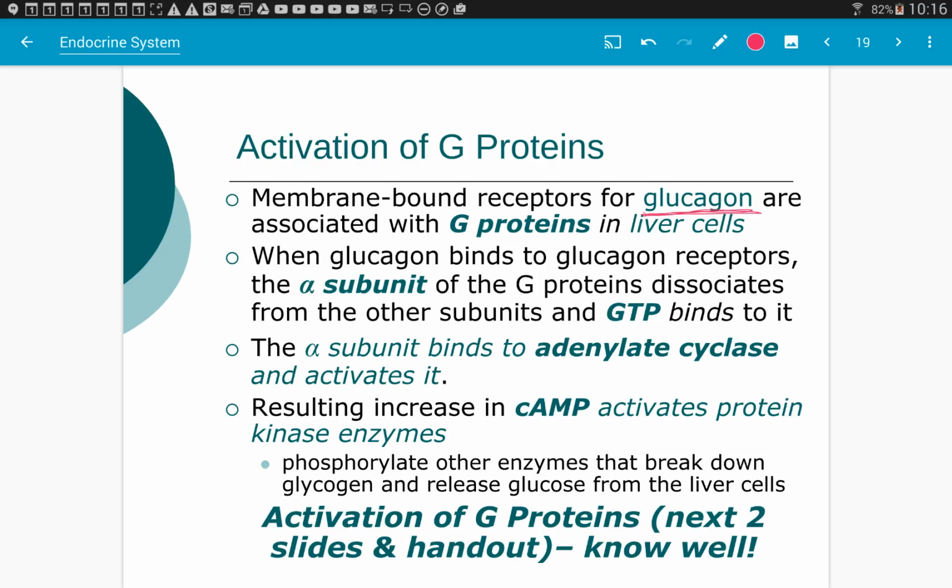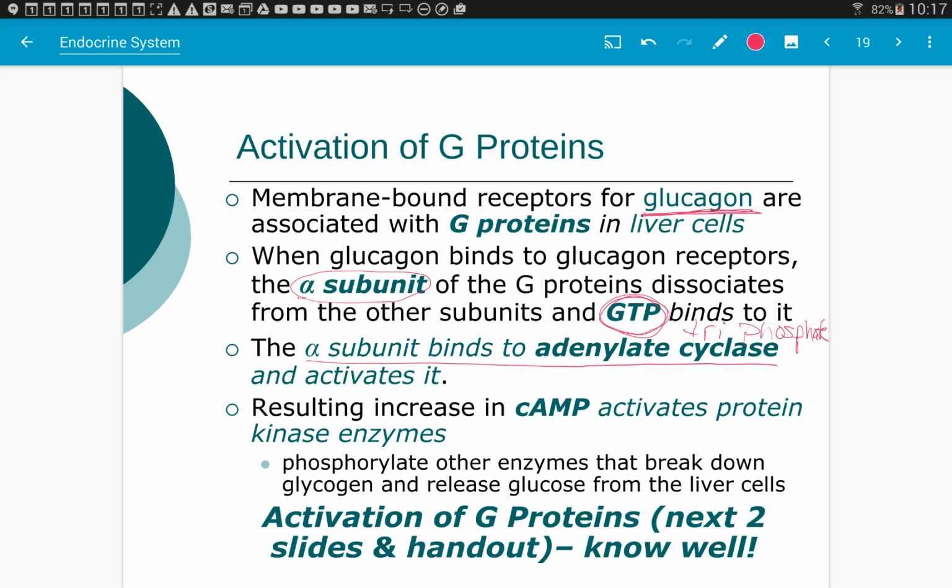Okay, so when glucagon binds to its specific receptor, that alpha subunit we saw in the previous slide scoots over, so it disassociates from beta and gamma, and GTP, so T is triphosphate, just to remember, binds to it. Then the alpha subunit binds to what we call adenylate cyclase, and it's going to activate it.